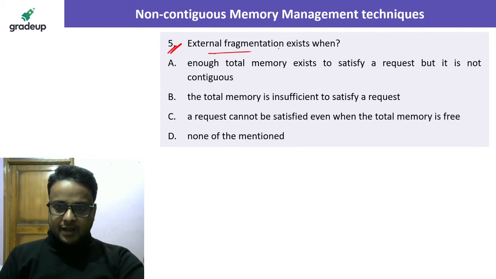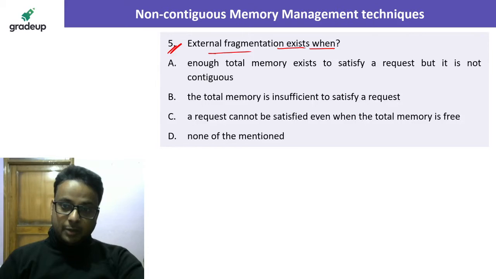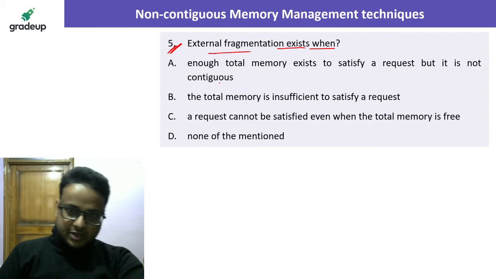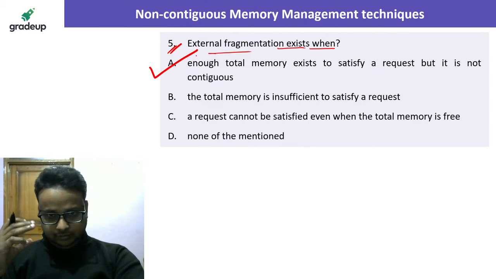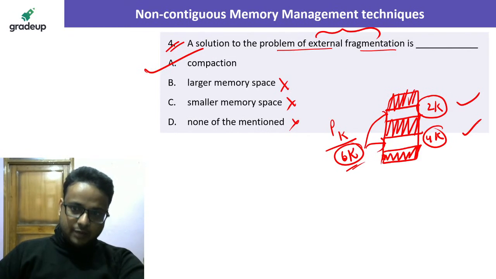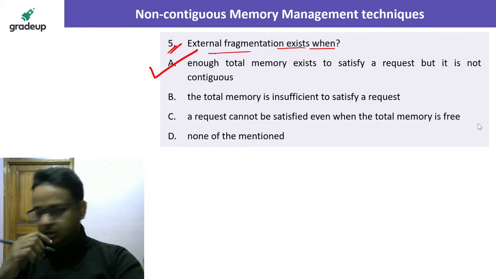External fragmentation exists when: option A, enough total memory exists to satisfy a request but it is not contiguous. Option B, the total memory is insufficient to satisfy a request. Or a request cannot be satisfied even when the total memory is free. So what will be the problem for external fragmentation? When we have enough memory but it is not contiguous. I just told you about this previously, the same thing. So the answer of this question will be option A.